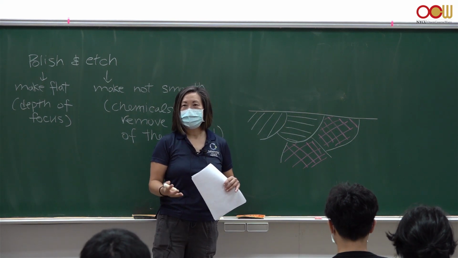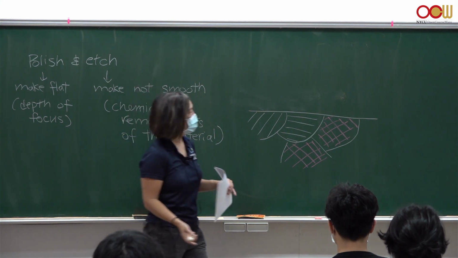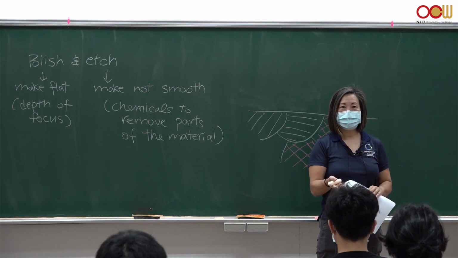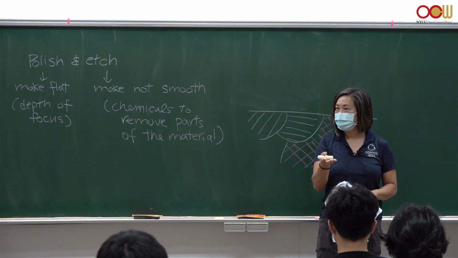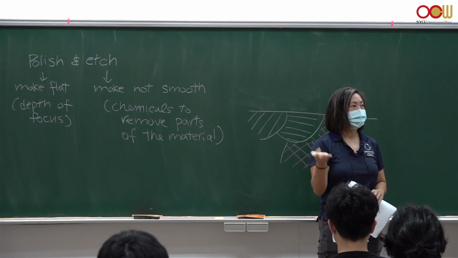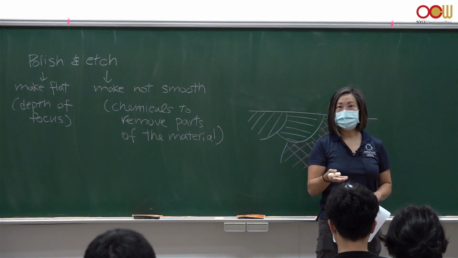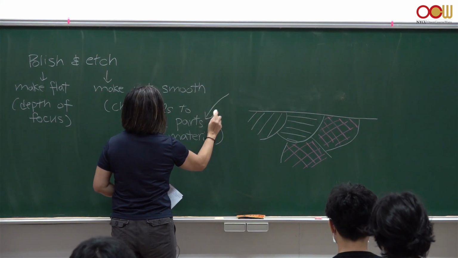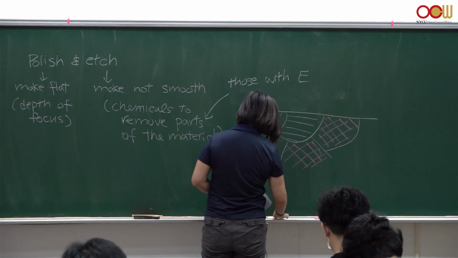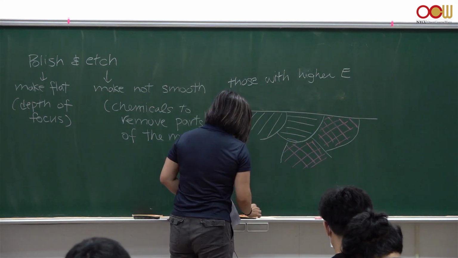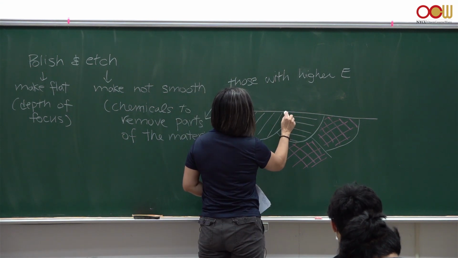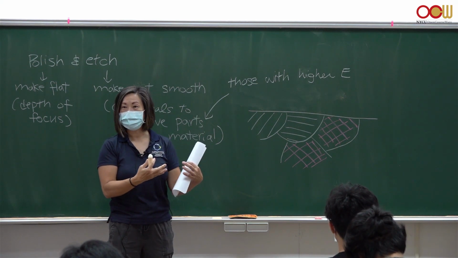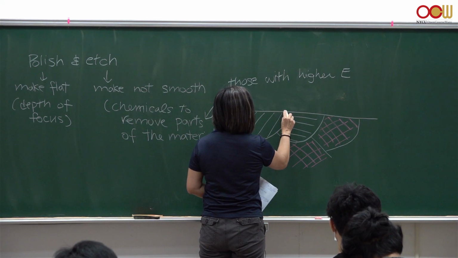encountering. So if an atom is already not in the most stable position, if it's already not sitting in the lowest energy state possible, it's sitting slightly higher energy, it is more likely to react with the etchant and more likely to be removed. So it will remove parts of the material, and the parts are those with higher energy state. And so we know grain boundaries, where the different crystals meet, have higher energies, right? So remove those.